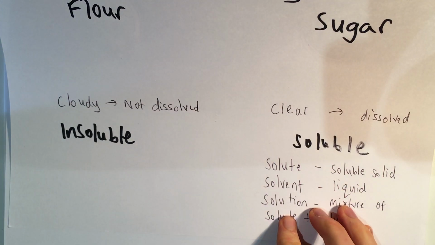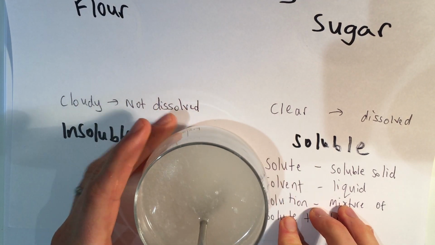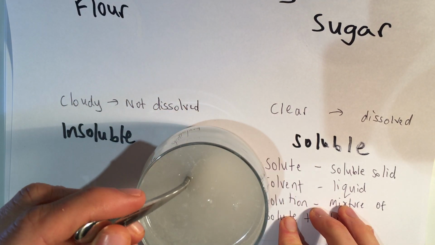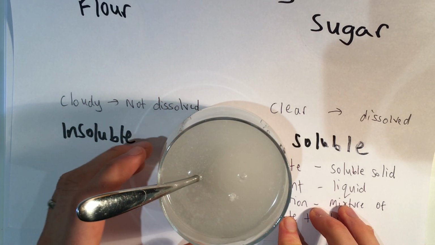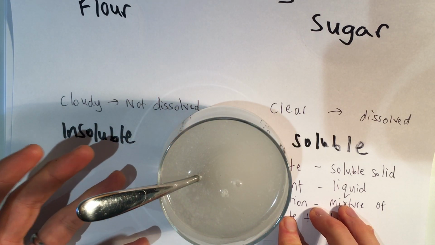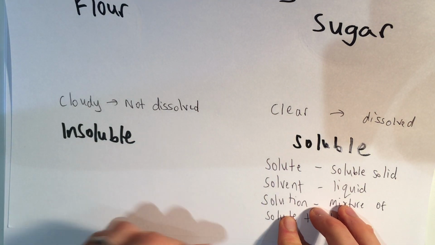In the case of the flour, it was not a solute and the water was not a solvent for that flour because the flour didn't dissolve. So we just call the flour an insoluble solid. And those are your key definitions to do with solubility.